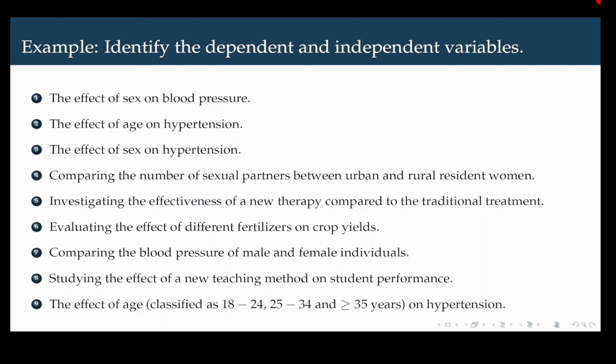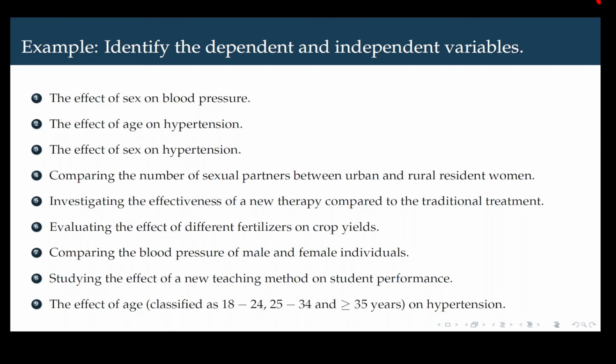Comparing the blood pressure of male and female individuals. Now here the dependent variable is blood pressure and the independent variable is sex with categories male and female. So here number 1 and number 7 are exactly the same, but the way that the objectives are expressed is different. Otherwise, number 1 and number 7 are the same. In both cases, the dependent variable is blood pressure, the independent variable is sex with categories male and female.